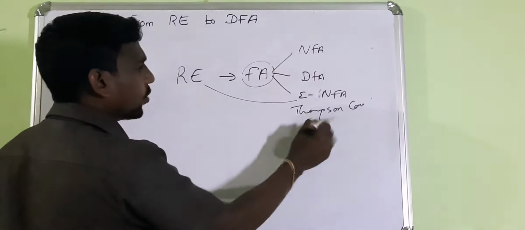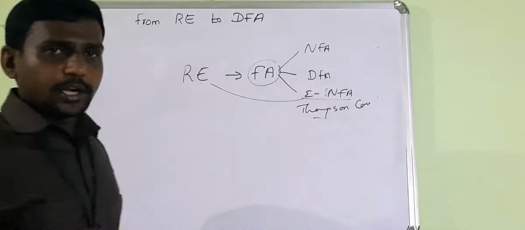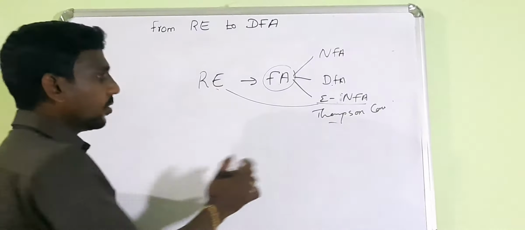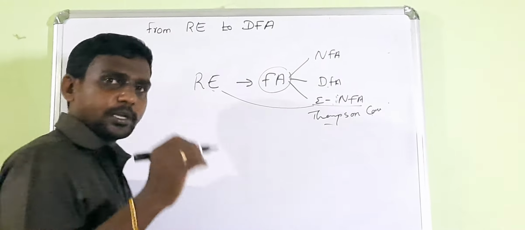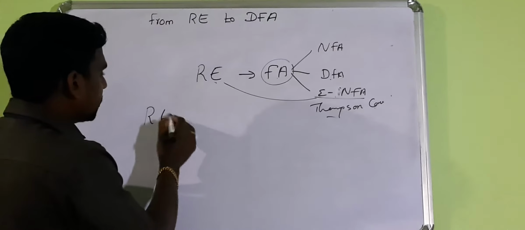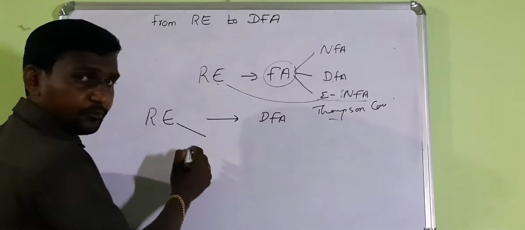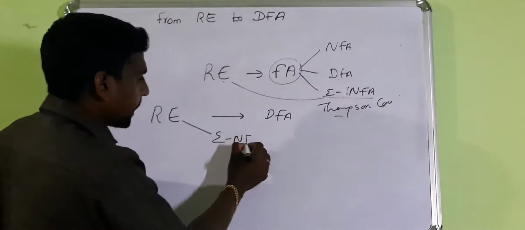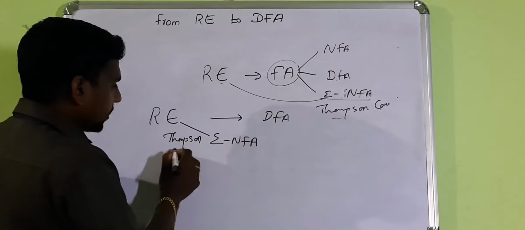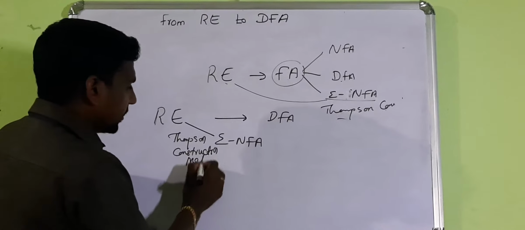For regular expression to finite automata, you can go for the Thomson construction method, no problem. Because regular expression to epsilon NFA is not an issue. But if they ask for regular expression to DFA conversion, there is a problem. You cannot use only the Thomson construction method; you have to go for another method also. For regular expression to DFA, first you have to convert it into epsilon NFA by using the Thomson construction method.